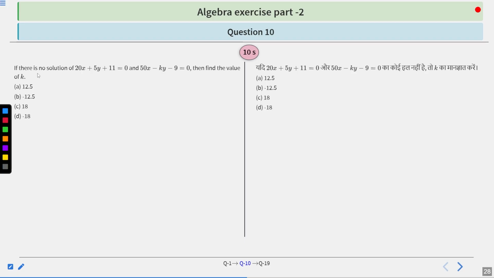Next. If there is no solution of 20x plus 5y plus 11 equal to 0 and 50x minus ky minus 9 equal to 0, then find the value of k. Options are option A 12.5, option B minus 12.5, option C 18, and option D minus 18. And I'm giving you 10 seconds to find out the correct answer. After that, I will do the solution.